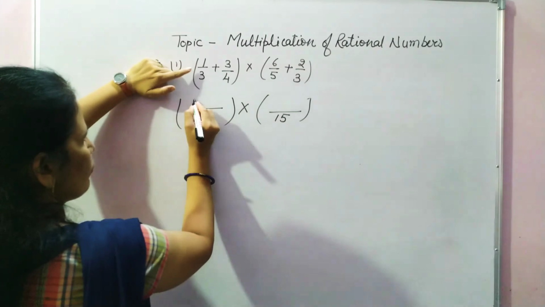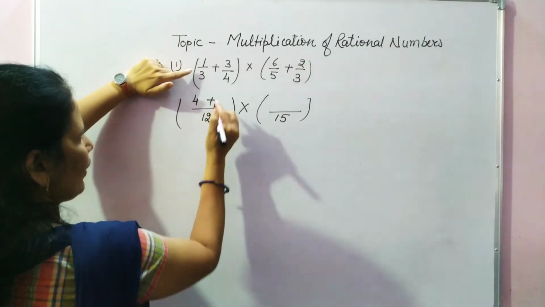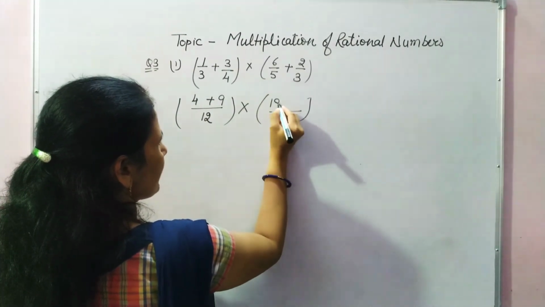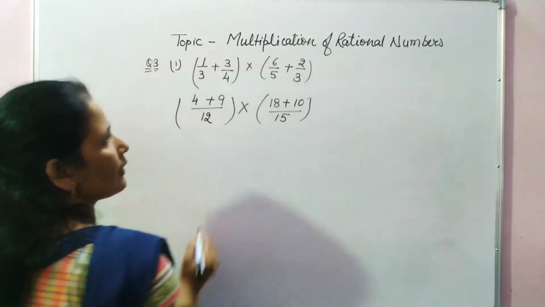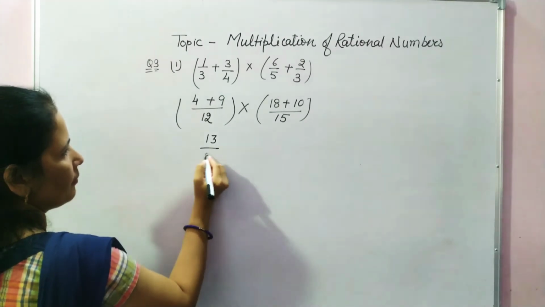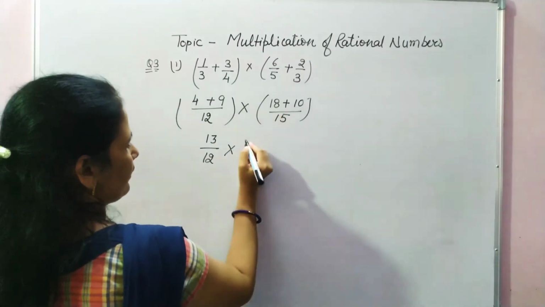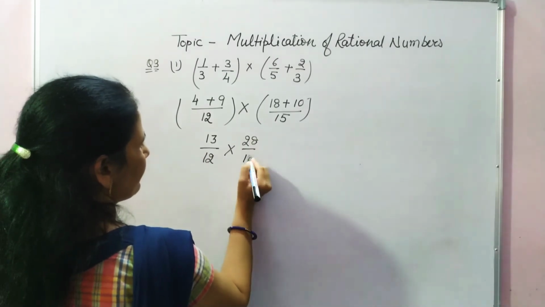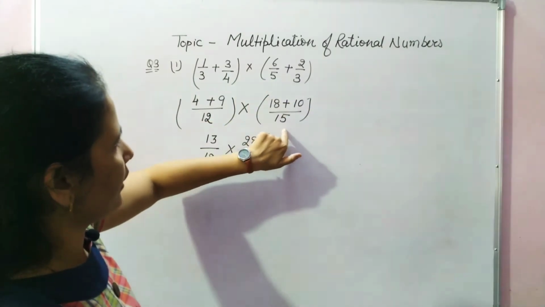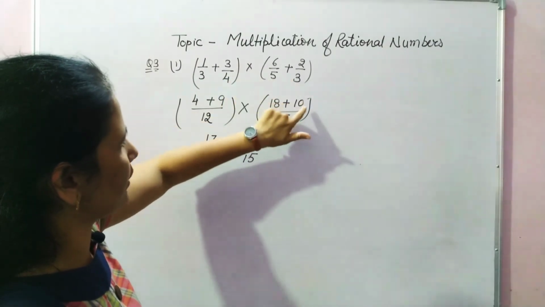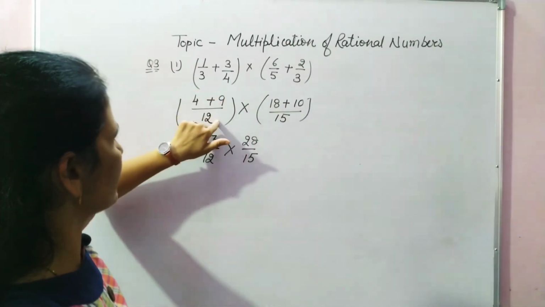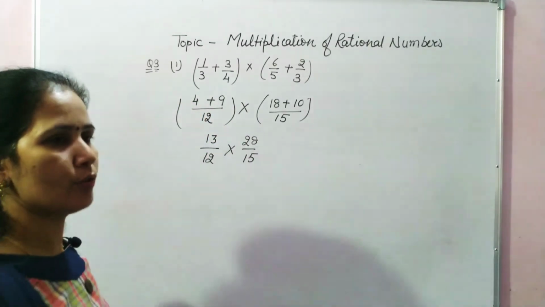3 4 is 12. So 4 1 is 4. 4 3 is 12. 3 3 is 9. Okay students. Here 5 3 is 15, 6 3 is 18 and 5 2 is 10. 9 plus 4 that is 13 by 12 multiply 28 by 15. Cross check. 5 3 is 15 LCM, 6 3 is 18, 5 2 is 10, 10 plus 18 is 28. Here 3 4 is 12 and 4 3 is 12, 3 3 is 9, 9, 10, 11, 12, 13.